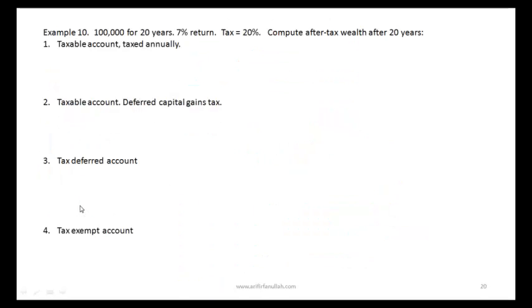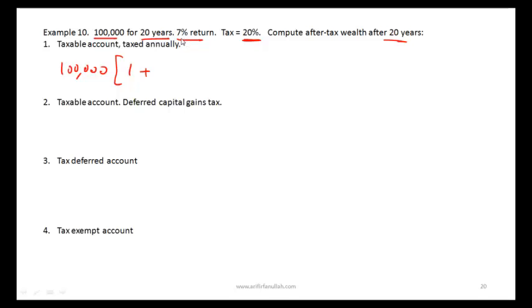Let us understand the calculation by looking at example 10. If you are going to invest 100,000 for 20 years, imagine you have a 7% return and a 20% tax rate. What will your wealth be after 20 years if you put your money in a taxable account which is taxed annually? This is what we studied in section 3. What was the future value factor over here? Your 100,000 will become what? 100,000 multiplied by?